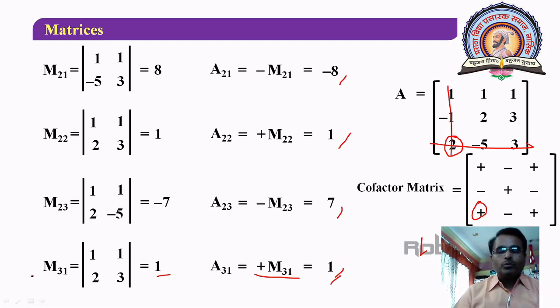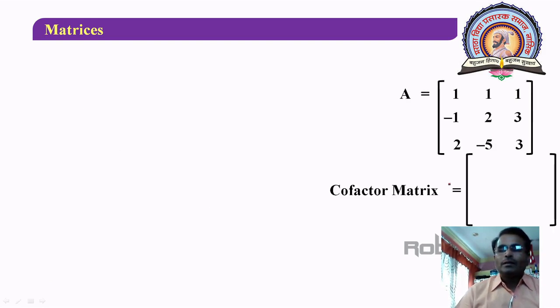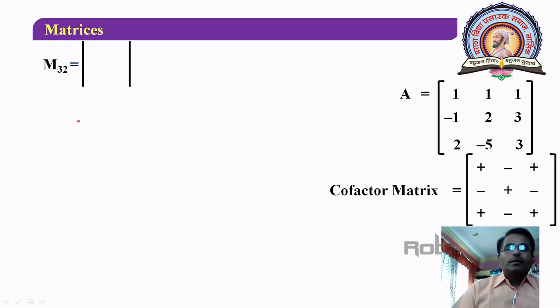So we are up to M31. The next two elements, that is 32 and 33, those will come on the next slide. So again this is your matrix and this is your cofactor sign rule. So M32, that is for this element, you have to eliminate this row and this column, and you will get 1 1 as a first row, minus 1 3 as a second.